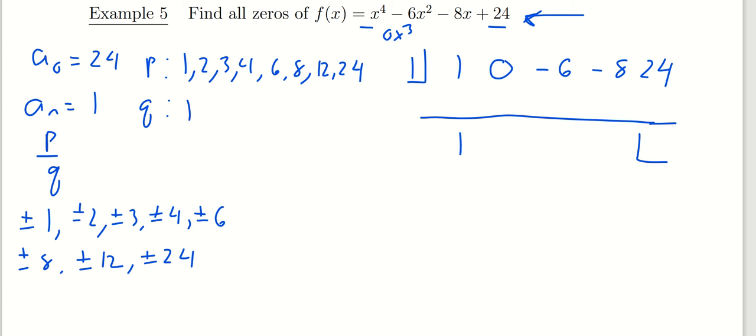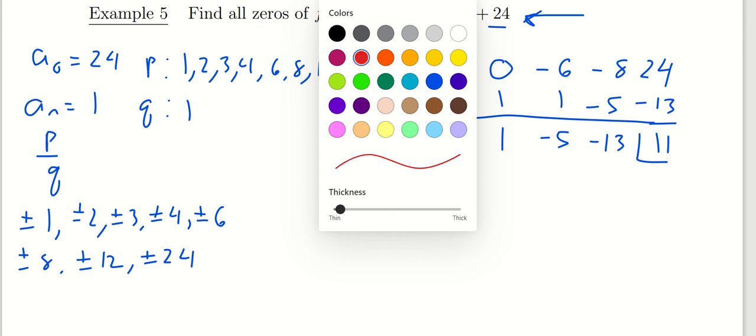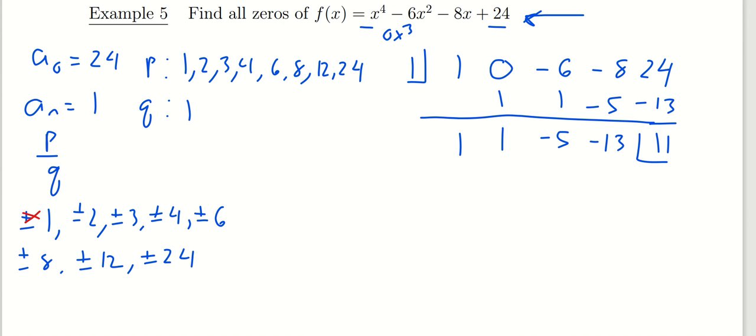The first one comes straight down. Bottom times block gives us 1. Add to go down. Bottom times block gives us positive 1. Add to go down, we get negative 5. Bottom times block gives us negative 5. Add to go down, we get negative 13. Bottom times block gives us negative 13. Add to go down, we get positive 11. So this shows that positive 1 is not going to be a rational zero for the polynomial.